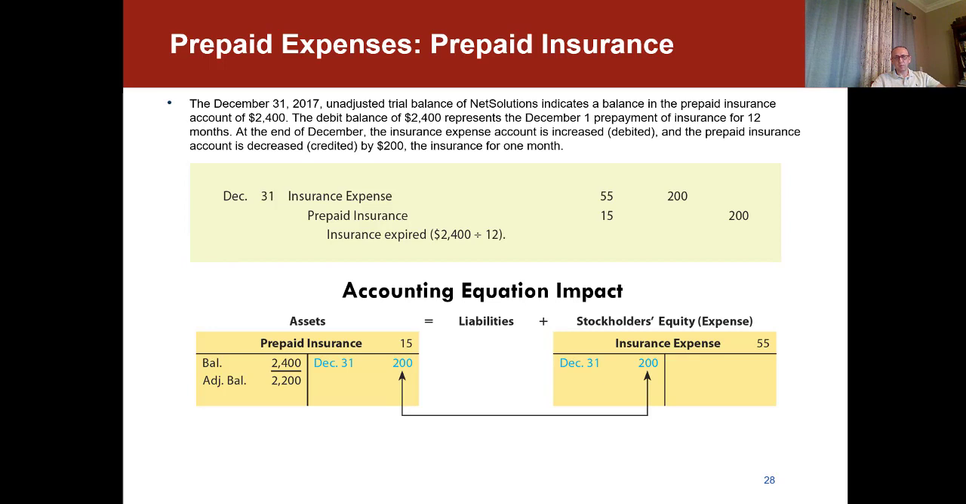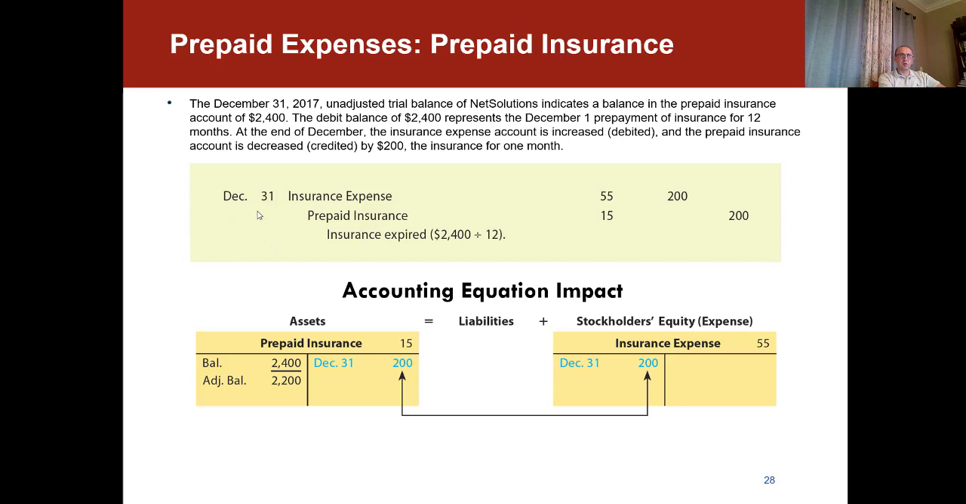It's for only 1 month that we incurred an expense for. Remember, we paid $2,400 for a 1-year policy, 12 months. And it started on December 1st. So by December 31st, we used 1 month. So $2,400 divided by 12 months, that's $200 per month. And we only used 1 month. So this is where we need to make an adjusting entry for the $200.